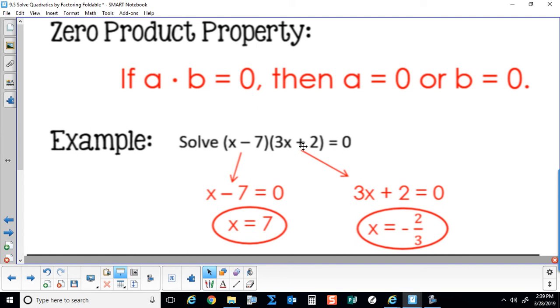In order for this factor to be 0, we set it to 0. 3x plus 2 is equal to 0. x is equal to negative 2/3. When x is equal to negative 2/3, this factor is 0. 0 times whatever that is is 0. So these will be our solutions to our quadratic equation.